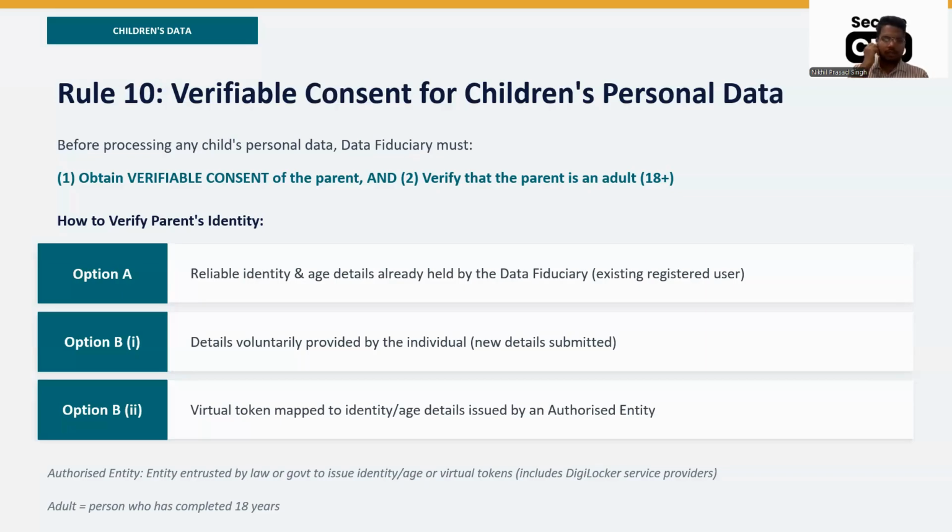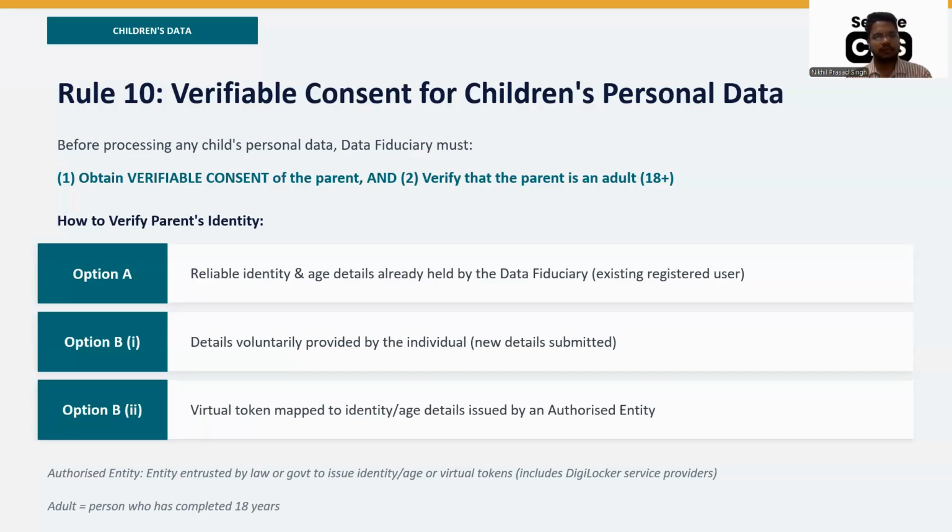You can navigate through it: if the parent is already registered on your app, you can navigate from there, or you can voluntarily ask the parent to submit their details, like government ID, government proofs, or bank details, to verify that the person behind the screen is the parent only. You can take video KYC or anything as such, or you can also take virtual tokens from something like DigiLocker, or Jam, where persons are already registered and this is a government entity. From there also you can navigate that parental consent.